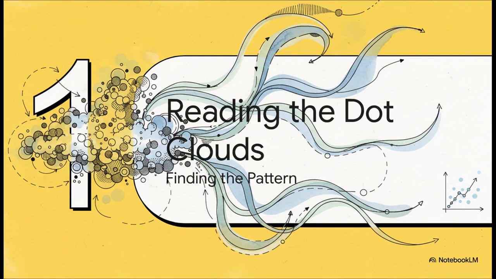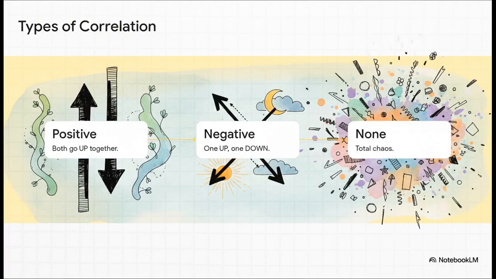Okay, so how do we actually read these dot clouds? Well, it's all about finding that pattern, which has a fancy name, correlation. But trust me, it's way simpler than it sounds. Let's break down exactly what you should be looking for. You know, there are really only three main patterns you need to be able to spot.